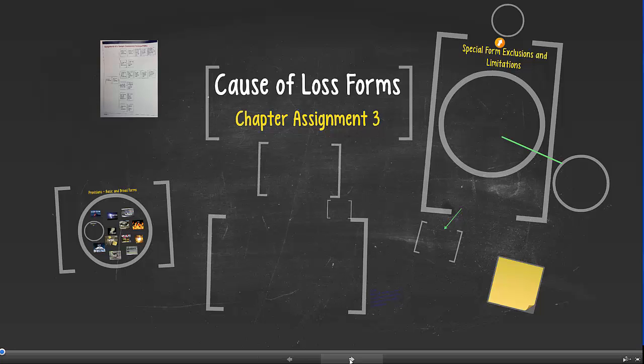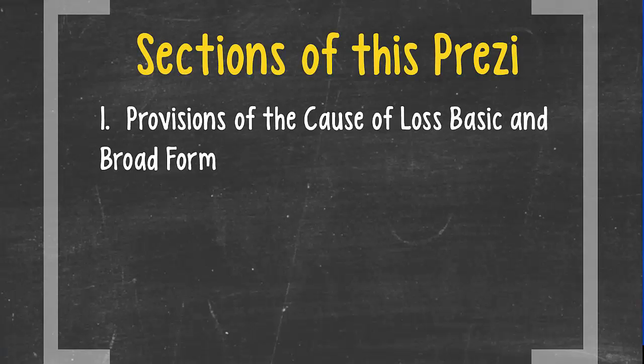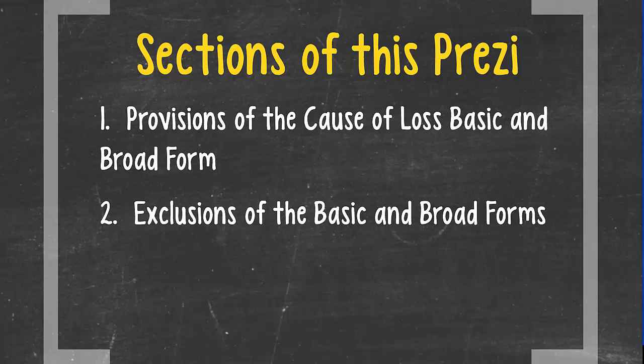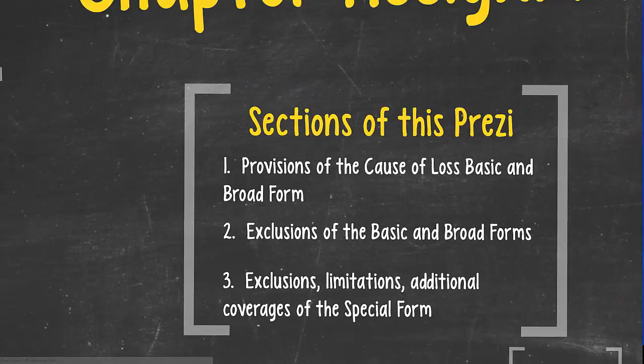Everyone. Today we are going to talk about assignment 3 from the CPCU 551 text, cause of loss forms. Let's look at an outline of where we're going today. The first section is going to be the provisions of the cause of loss basic and broad form, and then we'll talk about the exclusions of the basic and broad forms. And then the last section will be the exclusions, limitations, and additional coverages of the special form.